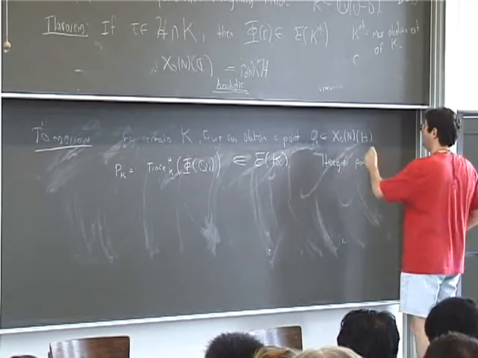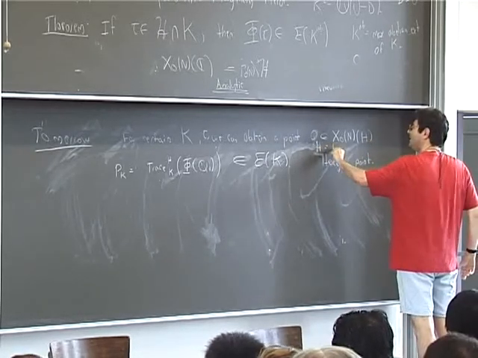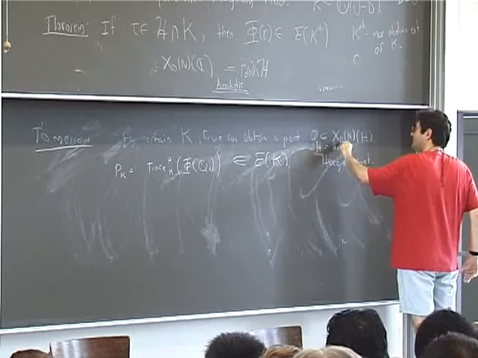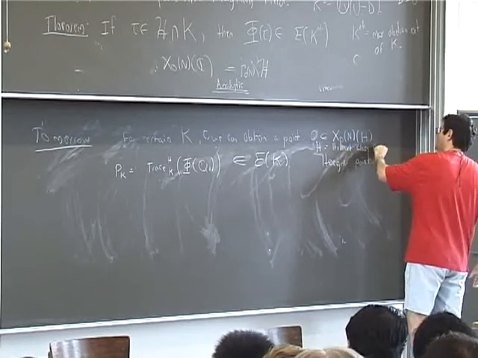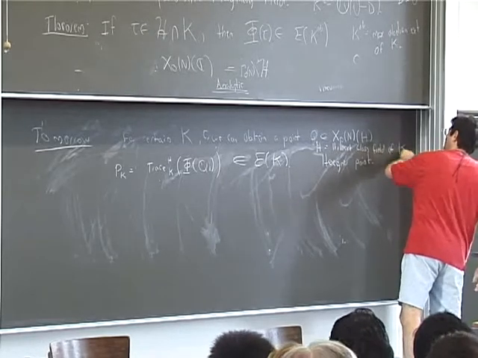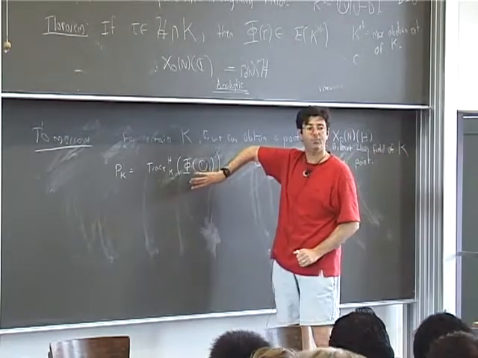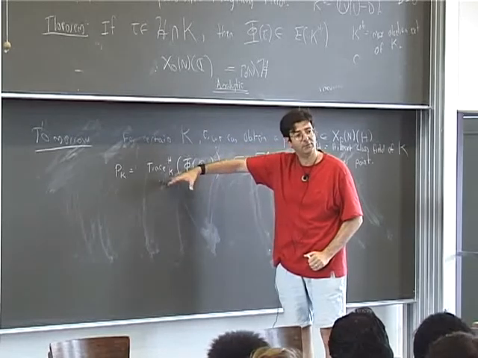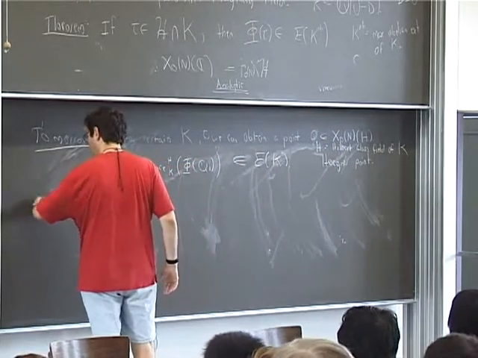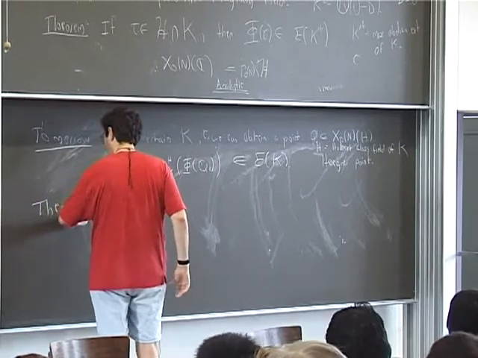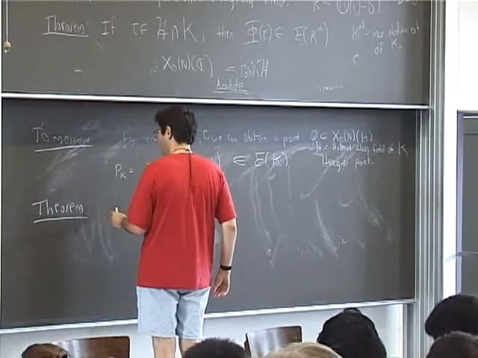Let me write it down. H is the Hilbert class field of k, which is a certain abelian extension. Mapping it down to E, I get a point in E of H. Then I'm tracing it down to k, I get a point in E of k. And we'll see two key results about this point P_k.